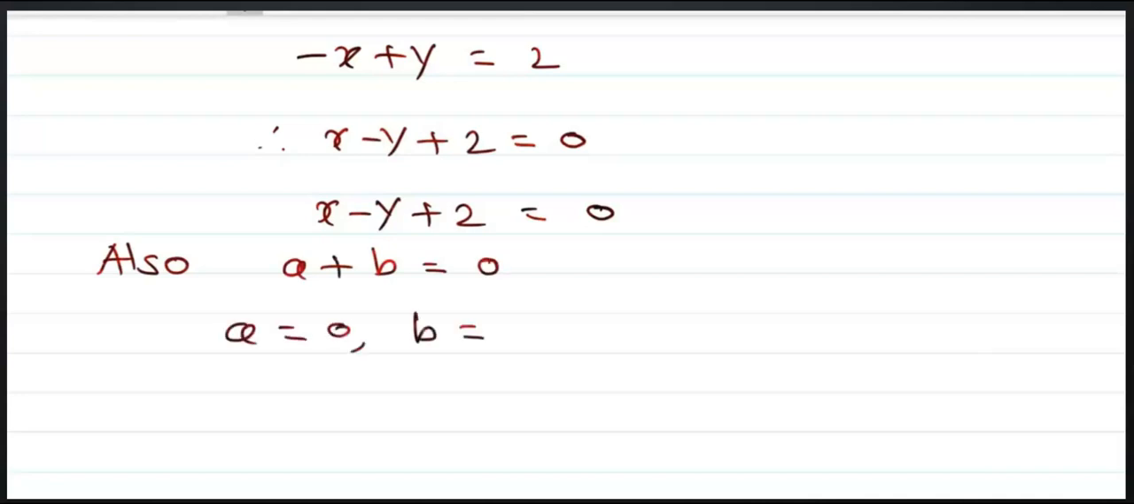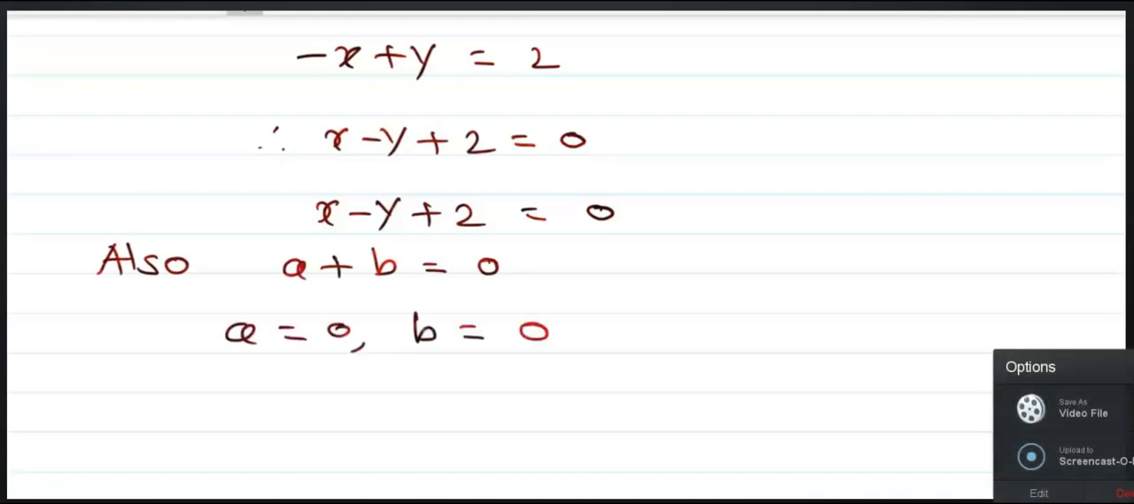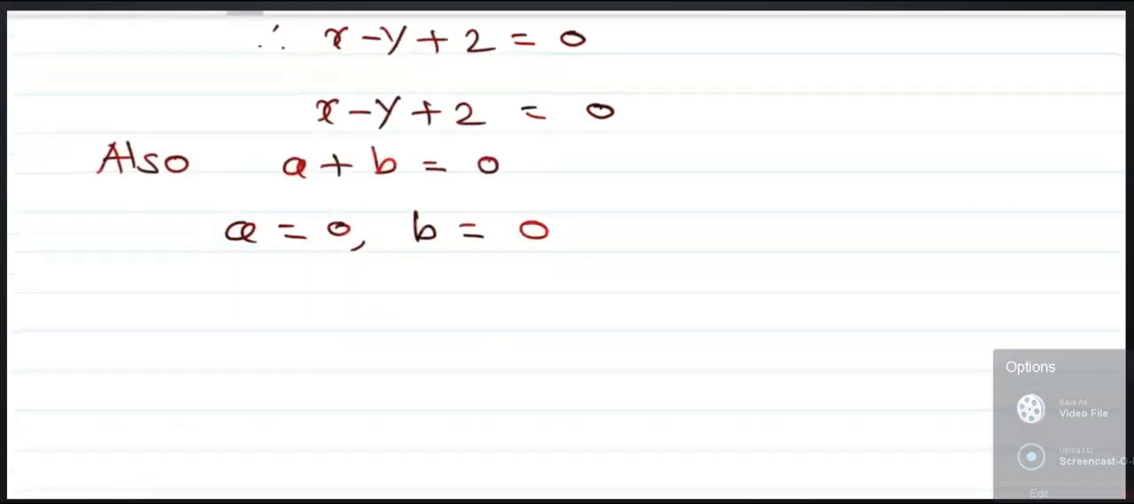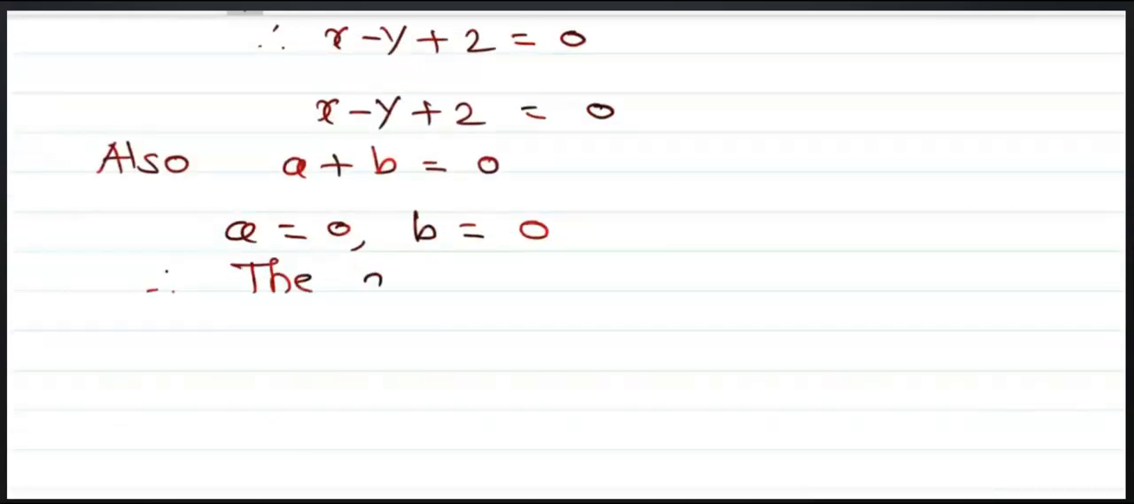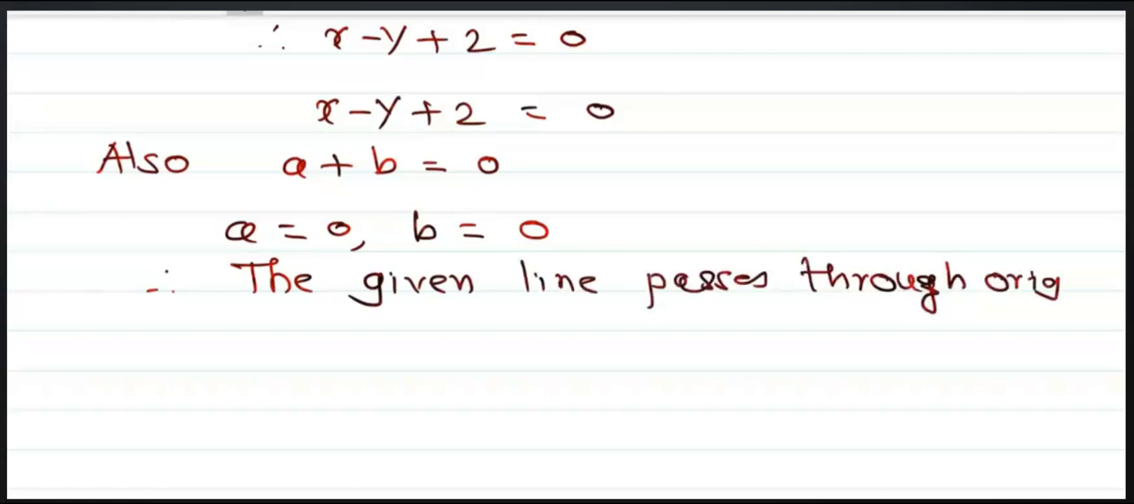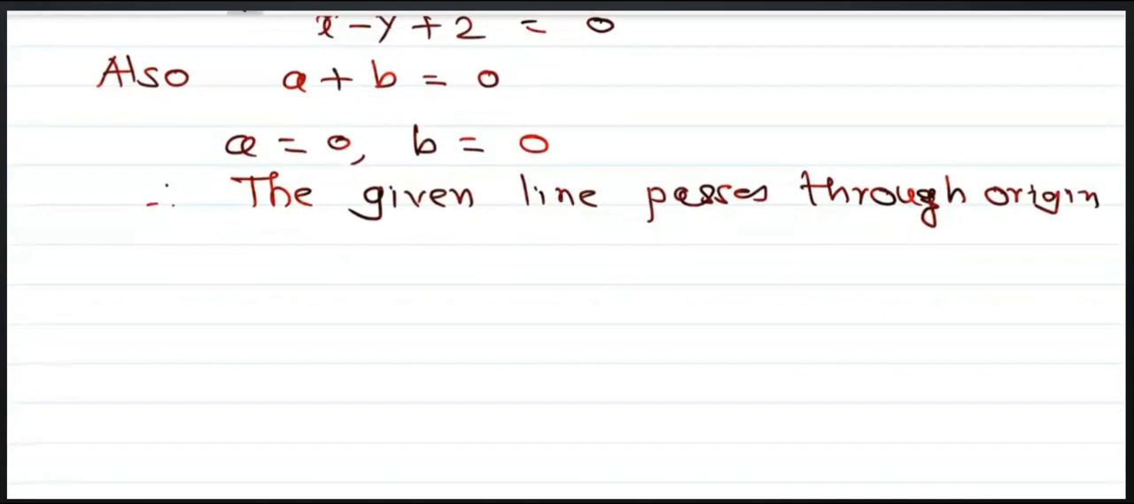Also, a plus b is equal to 0. That is, we have been given that the sum of intercepts is equal to 0. The second possibility is also a is equal to 0 and b is equal to 0. That is, the given line is not making any intercept on the coordinate axes. It means it passes through the origin. The given line passes through the origin.